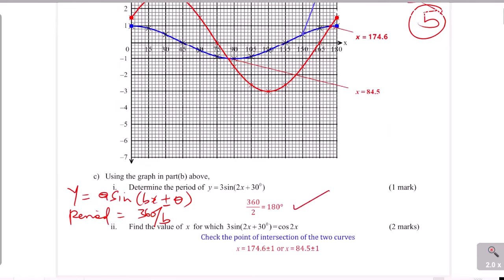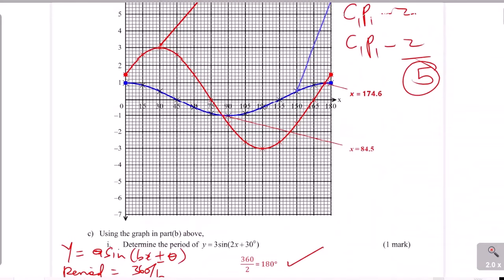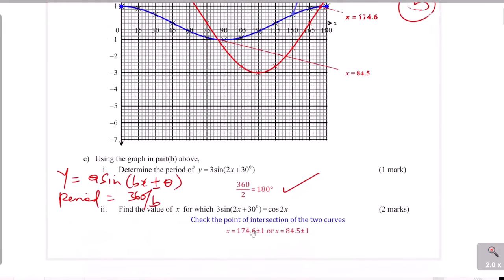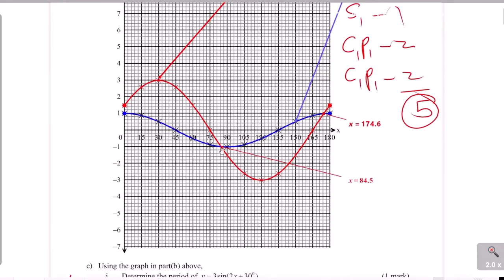Then the last part is to find the value of x for which 3 sine (2x plus 30) equals cosine of 2x. So what do you check? You check the point of intersection of the two curves. That is what gives you the solution. Check where the two curves are intersecting. They're intersecting at this point and at this point. So you read the angle. Like for this part that is here, the angle will be 84.5.